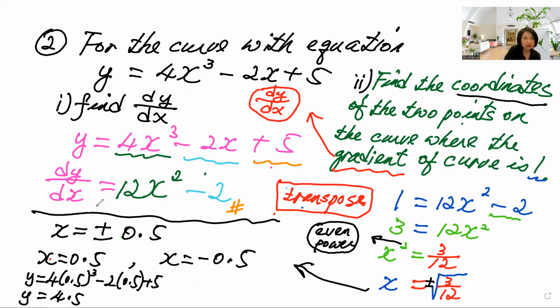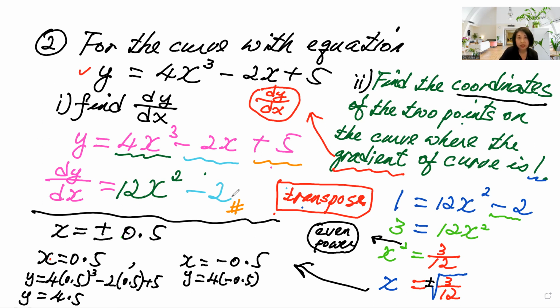Okay, and then let me move here a little bit. I have another answer, x equal to negative 0.5. So the y would be, again, 4, and put it in right here. Whenever you see x, put it in this equation. I make a tick for you. Whenever you see x, you just put your x value into it. So you have 4 times negative 0.5, cubed, and then minus 2 times negative 0.5, and then plus 5.